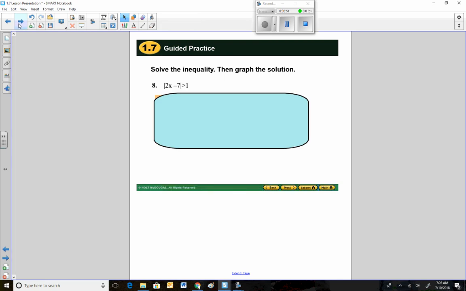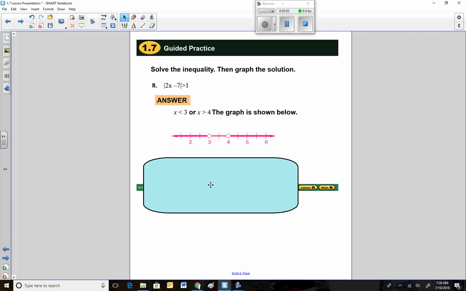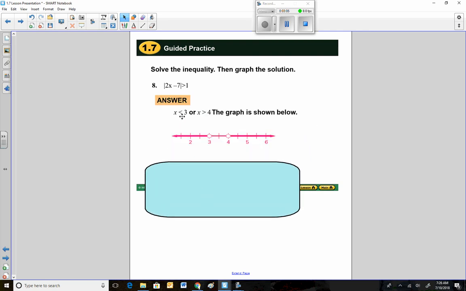Try this one. Pause your video, give it a try. All right, did you make sure you change the inequality sign and make this a negative 1 for one of the questions? And the other one, just rewrite it without absolute value. And here are your solutions. x is less than 3 or x is greater than 4, so it goes in two different directions and open circles.